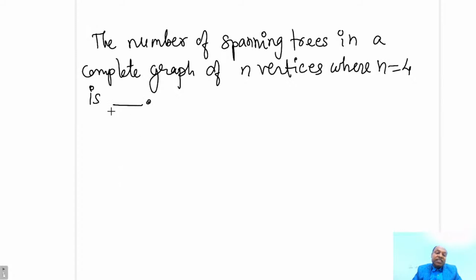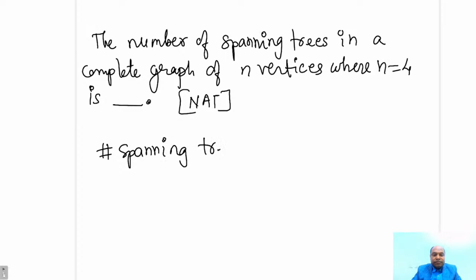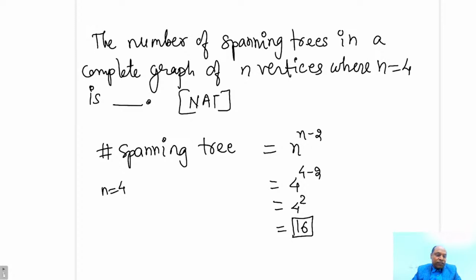So there is one straightforward formula for this particular question. This question is of numerical answer type. So the straightforward formula is: the number of spanning trees in a complete graph of n vertices is n to the power n minus 2. So here n is given as 4. So what we will get? 4 to the power 4 minus 2, that means 4 square. So 16. So the correct answer for this particular question will be 16.